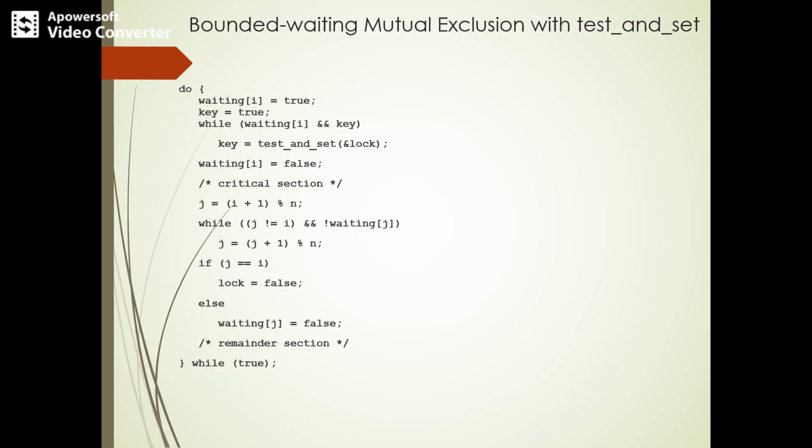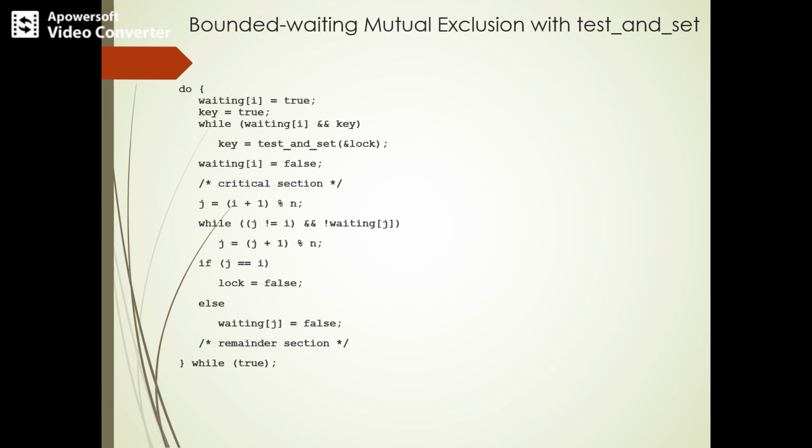Next, in order to prove the progress requirement, we note that the arguments applied for mutual exclusion also apply here. That is, since a process exiting the critical section either sets the lock to false or waiting of j to false, both allow a process that is waiting to enter into the critical section to proceed. So the next process is j, as per the number of processes. Here they have taken a circular mode. The processes are waiting in a circular fashion, and j is the next process.